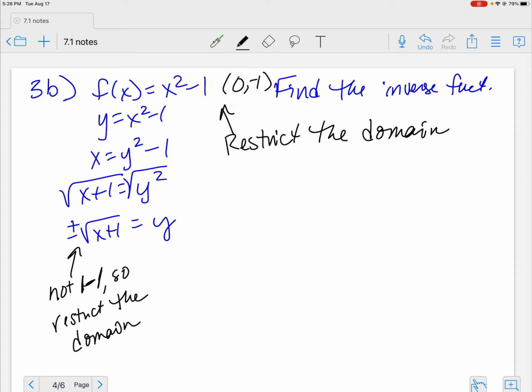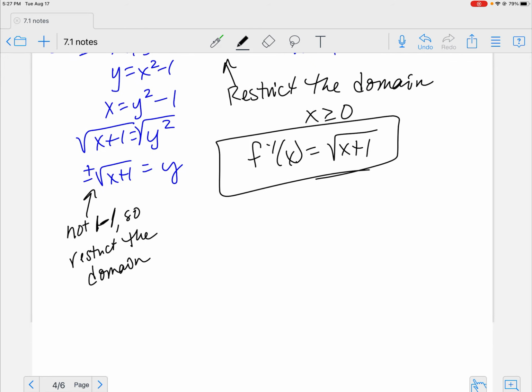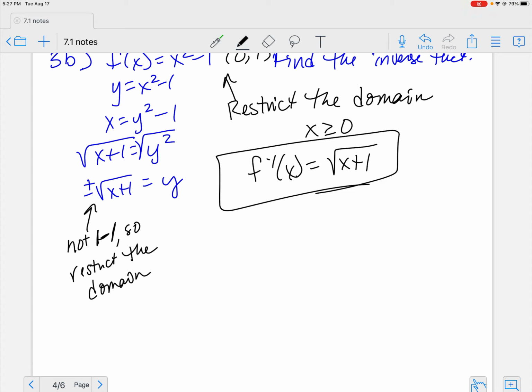So if I restrict the domain and say that x has to be greater than or equal to 0, then I know my inverse function is going to be the positive square root that we have with that restricted. You see what I'm talking about? Okay, if I were to restrict it where x is less than or equal to 0, what would that be? Exactly, that's this negative part, right? Negative square root of x plus 1. So it just depends on how you restrict.